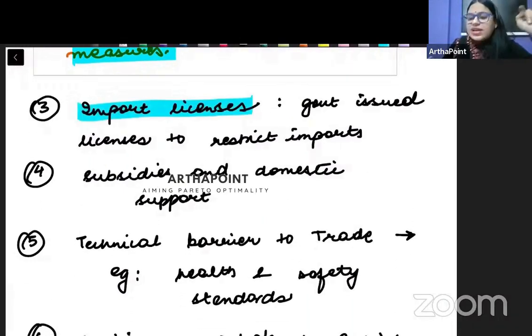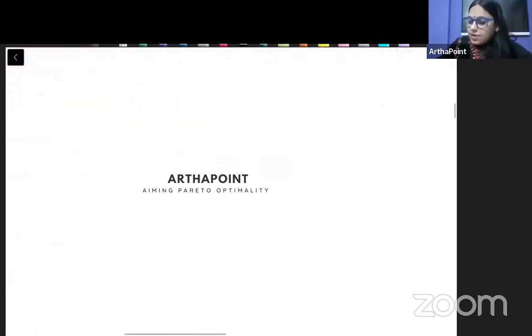Look into the third one, beta. This is import license. In this case, what the government is doing? अब government A है, government B.